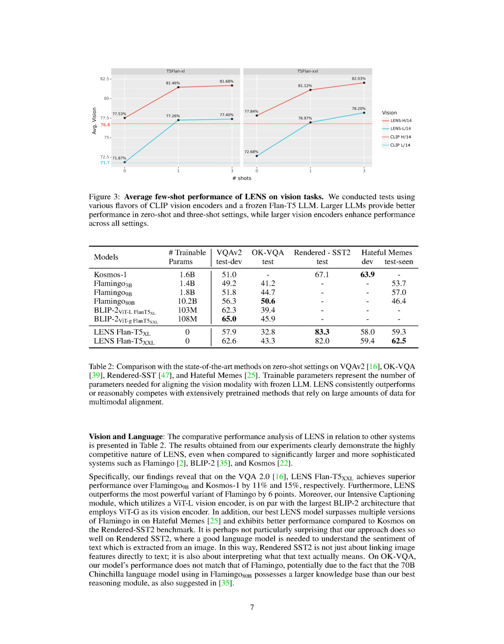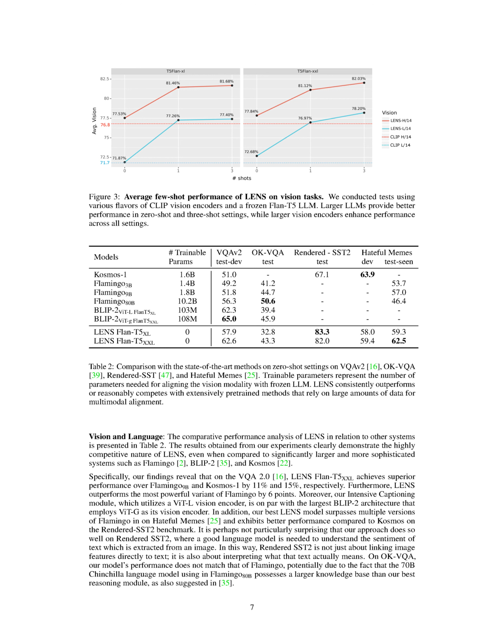Turning to vision and language, we compared the performance of Lens against other systems. Lens proved highly competitive, even when stacked against more complex and larger systems like Flamingo, BLIP-2, and Kosmos. Specifically, our Lens model with FLAN-T5-XXL achieved superior results on the VQA 2.0, outperforming Flamingo 9B and Kosmos-1 by 11% and 15% respectively. In addition, Lens surpassed the most powerful version of Flamingo by 6 points.